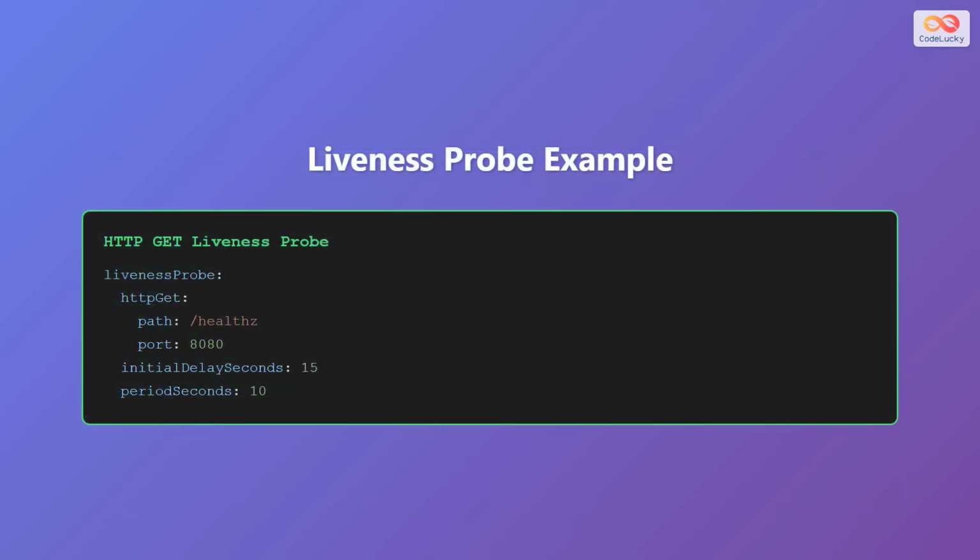Here's a practical example of how to configure a Liveness probe. This probe uses an HTTP GET request to check the health endpoint at /healths on port 8080. The initialDelaySeconds parameter tells Kubernetes to wait 15 seconds after the container starts before performing the first check. This gives your application time to initialize. The periodSeconds parameter means Kubernetes will check the health every 10 seconds after that initial delay. If the endpoint fails to respond or returns an error, Kubernetes will restart the container.